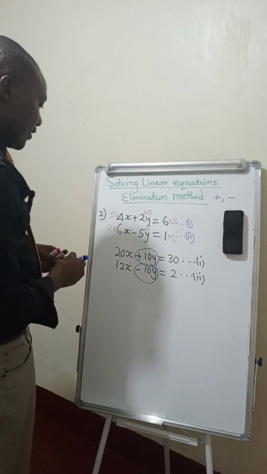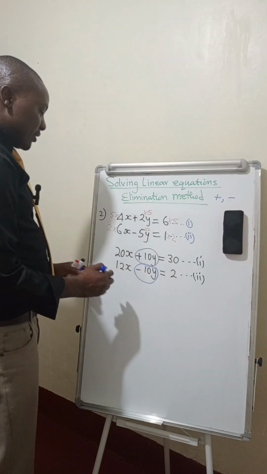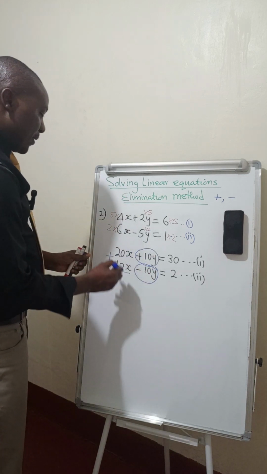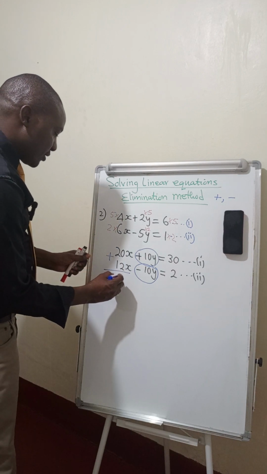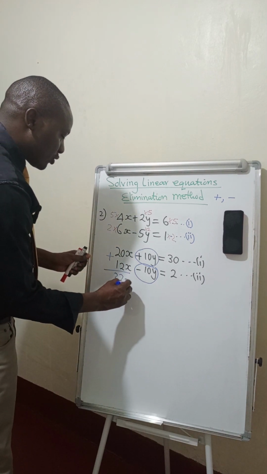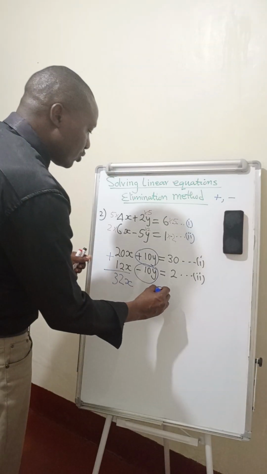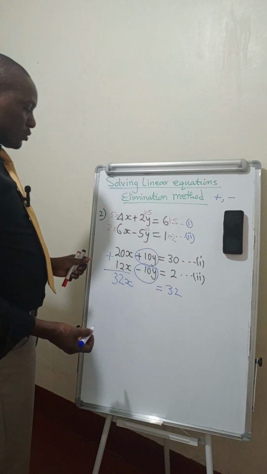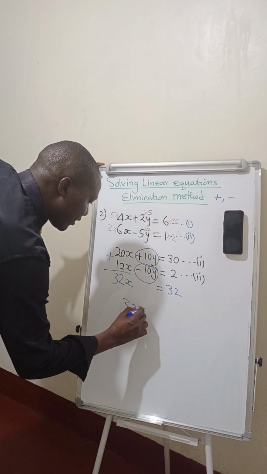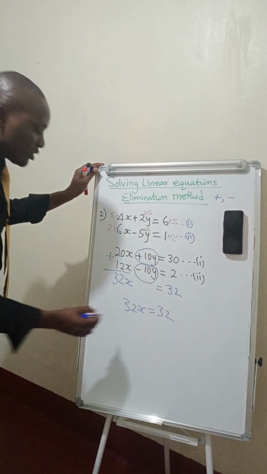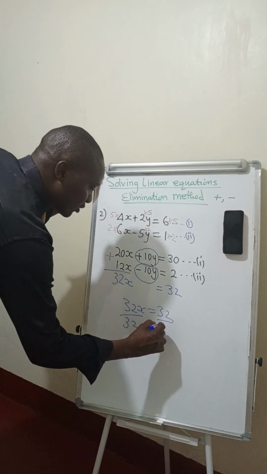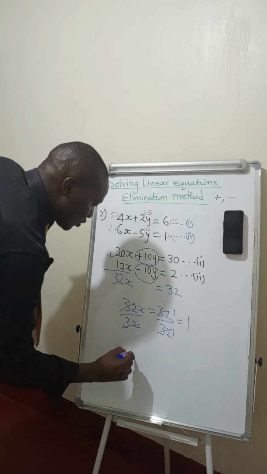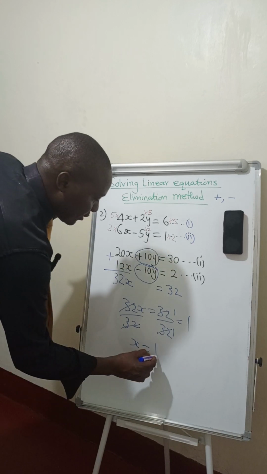And remember, if we add the one we are eliminating, even these ones we are now going to add. So this one will be 0, as we have seen down here. So let's add this one. This one will give us 32x. 32x equal to, this side also add 30 plus 2, you'll get 32. So we have 32x is equal to 32. What is the value of x? Divide by 32.